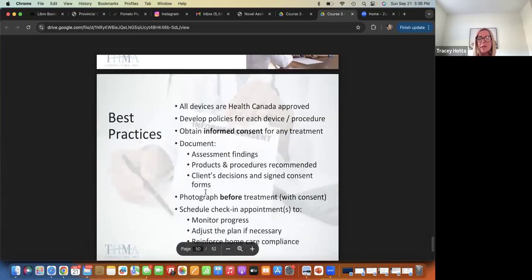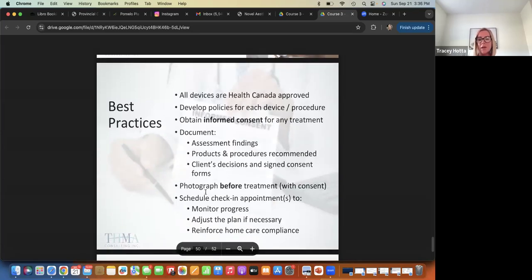So best practices, any device that you bring into your clinic, you want to make sure that it's Health Canada approved. You want to develop policies for each device and also policies on how to perform the procedure. You want to obtain informed consent for any treatments that they're having at your office. Document assessment findings, products and procedures recommended, clients' decisions and signed consent forms.